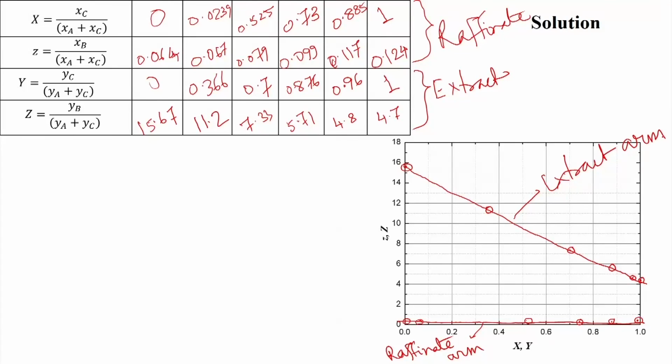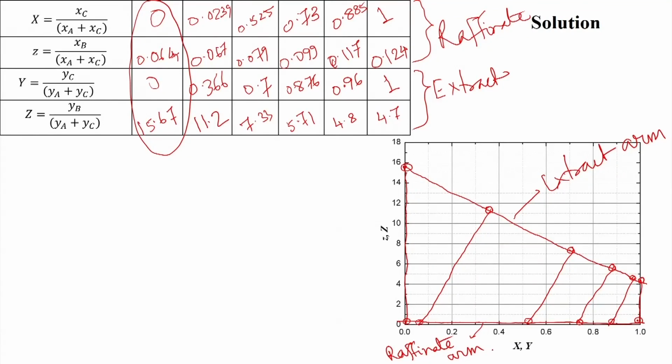Now, we need to draw the tie lines. This is the first tie line, from the first point. This is the second tie line, then we have the third tie line, then the fourth tie line, then the fifth tie line, and this is the sixth tie line. All these are tie lines.